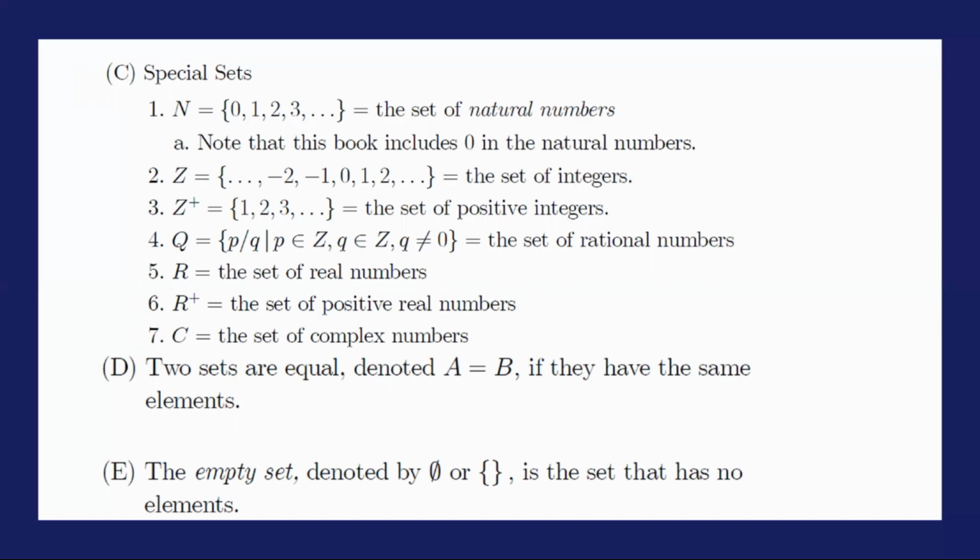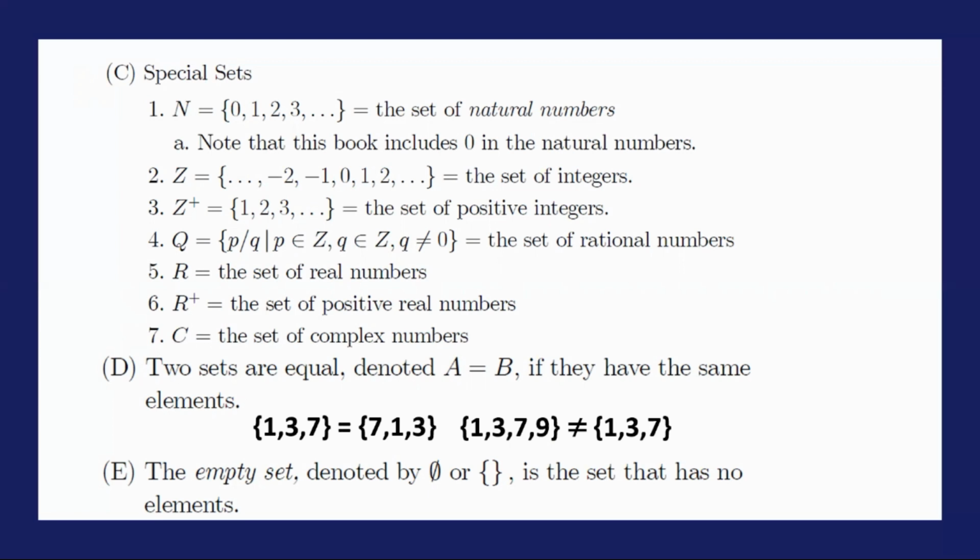Two sets are going to be equal. That is, A will equal B if they have the same elements. So for example, these two sets are the same. The order does not matter. They all have elements 1, 3, and 7.